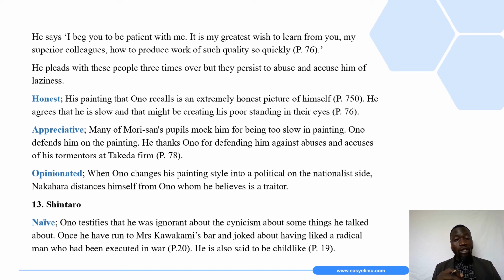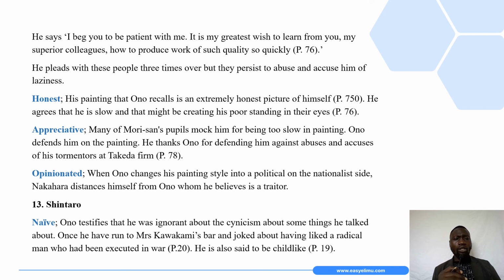So another thing is that he pleads with these people 3 times over, but they persist to abuse and accuse him of laziness. So he is also honest. That is, his painting that Ono recalls is an extremely honest picture of himself. He agrees that he is slow, and that might be creating his poor standing in their eyes. So he's also honest while saying that. So another thing is that he is appreciative.